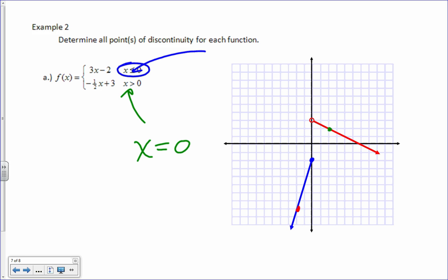Is it in the domain? Yes, it is, because I got a point there. I got 0, negative 2. I actually got a point. Okay, so we're fine. There is a discontinuity there. Are there any others, or is that it? Yeah, that's it. All the rest of them, I find that limit, and it will equal the y value that is there. Correct?